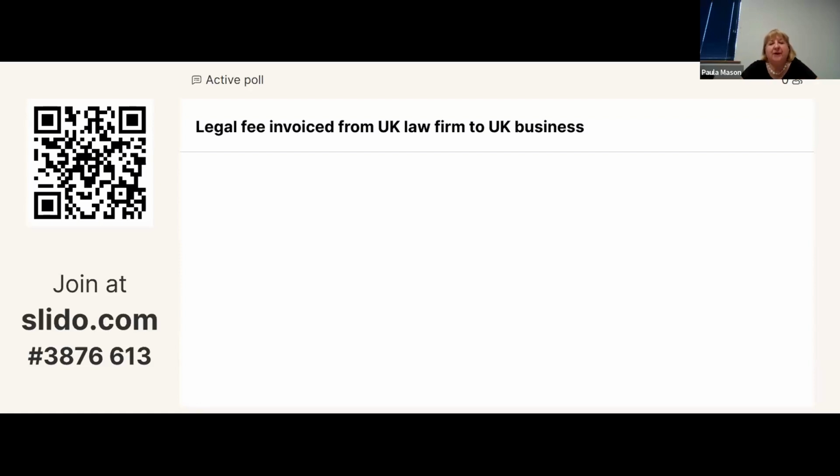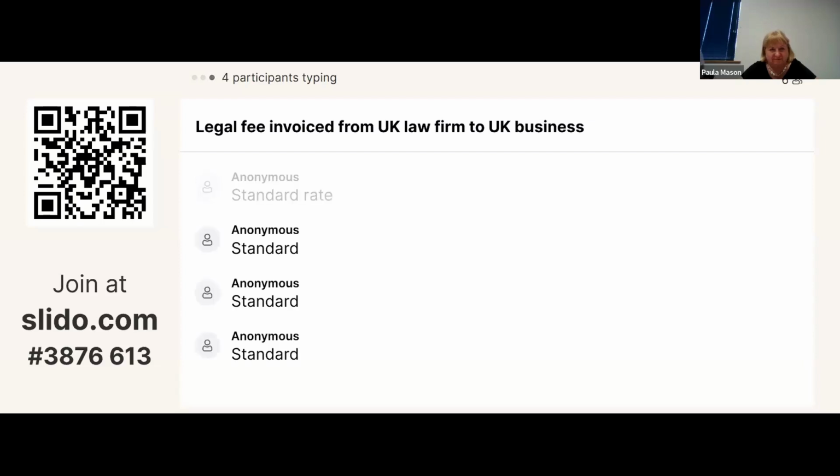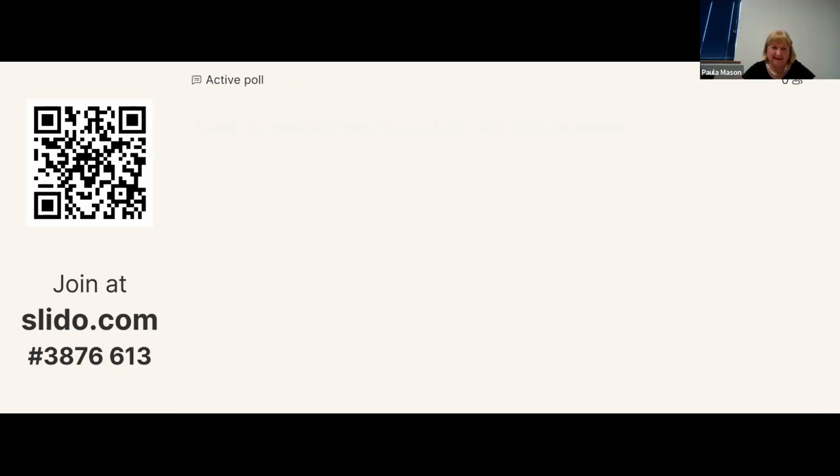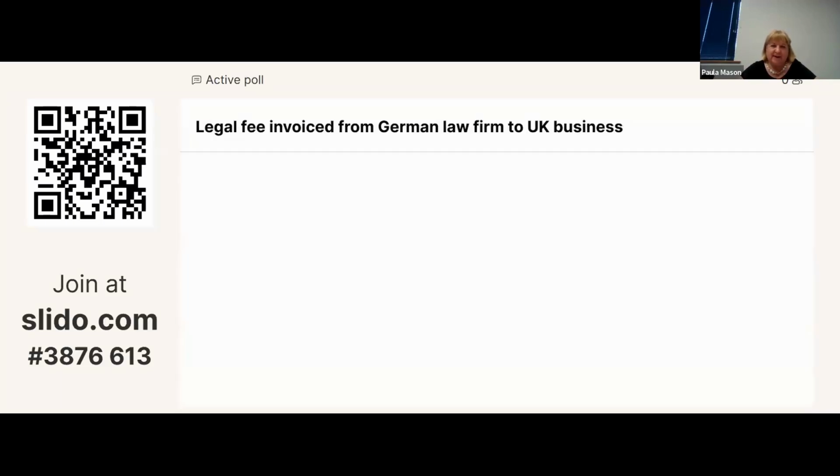Right, legal fee invoice from a UK law firm to a UK business. Well done, everyone. Yep, standard rated. That's quite straightforward, that one. See how you get on with this one. Legal fee invoice from a German law firm to a UK business.